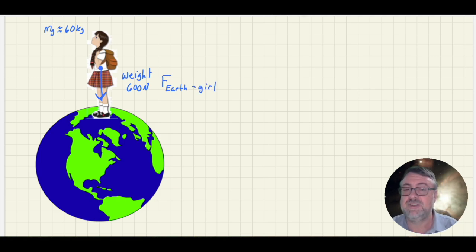Well, Newton says that there's got to be an equal and opposite force. If the Earth pulls on the girl, then the girl has to pull on the Earth. So if I look at what's going on in the Earth, the Earth would feel an upwards force, and I would say that this is the force of the girl pulling on the Earth.